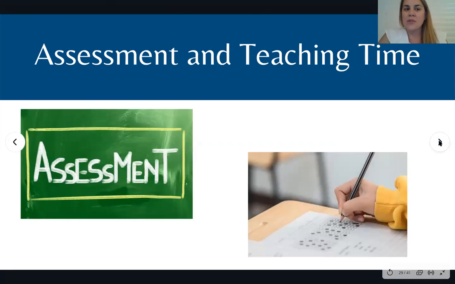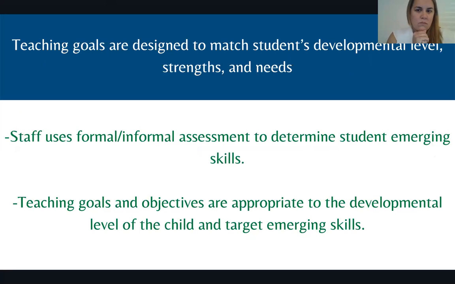So we're going to talk about general teaching strategies, and assessment and teaching time is our first bullet point. Teaching goals are designed to match students' developmental level, strength, and needs. Staff uses formal and informal assessment to determine students' emerging skills. Teaching goals and objectives are appropriate to the developmental level of the child and target emerging skills.